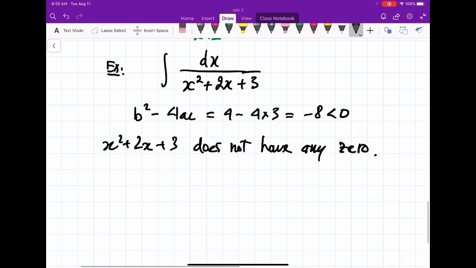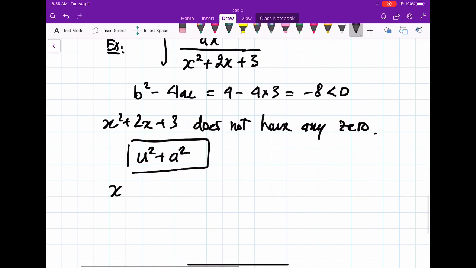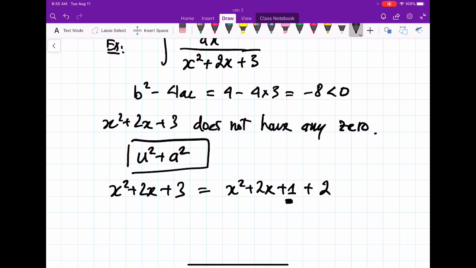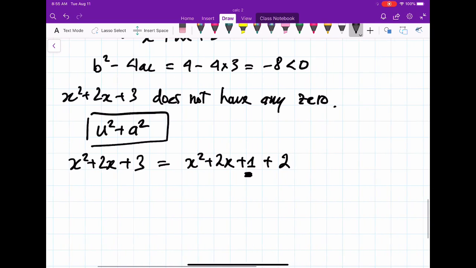Alright, in that situation, we need to rewrite this polynomial as u squared plus a squared. So let me write that x squared plus 2x plus 3 equal to x squared plus 2x plus 1 plus 2. Why do we break 3 into 1 plus 2?